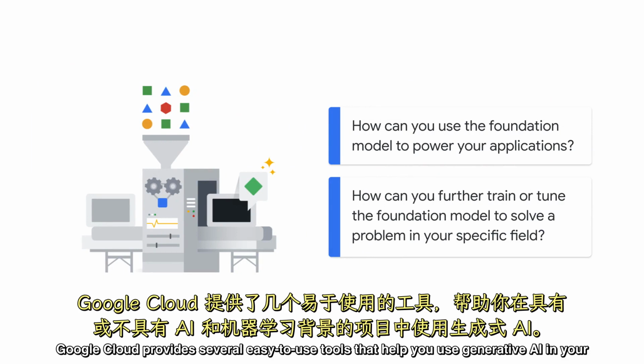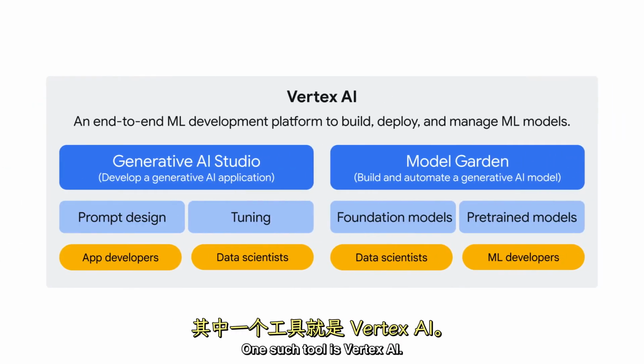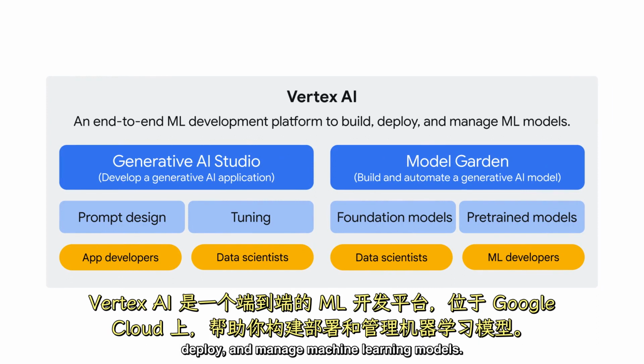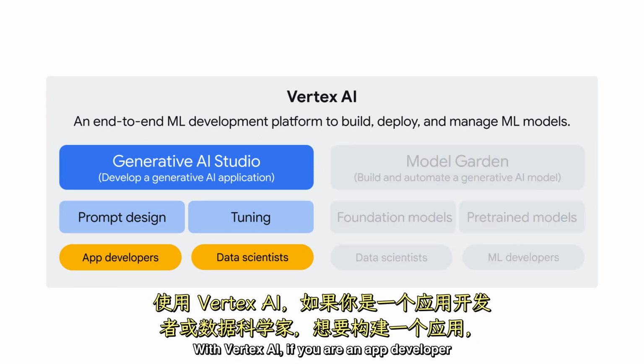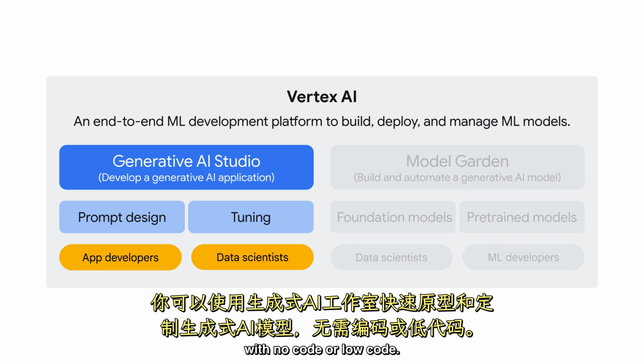Google Cloud provides several easy-to-use tools that help you use generative AI in your projects with or without an AI and machine learning background. One such tool is Vertex AI. Vertex AI is an end-to-end ML development platform on Google Cloud that helps you build, deploy, and manage machine learning models. With Vertex AI, if you are an app developer or data scientist and want to build an application, you can use Generative AI Studio to quickly prototype and customize generative AI models with no code or low code.